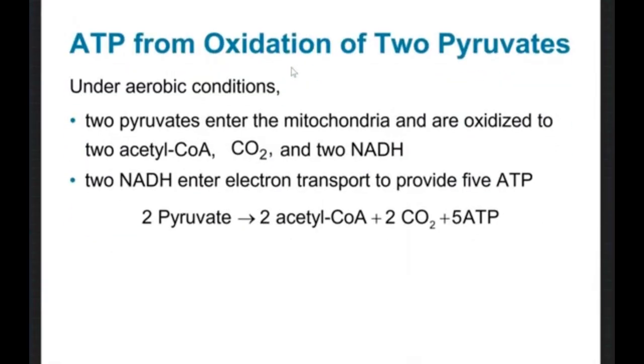So 2 pyruvates then are oxidized to acetyl-CoA, generating 2 NADH. Since every NADH produces 2.5 ATPs, you get 5.